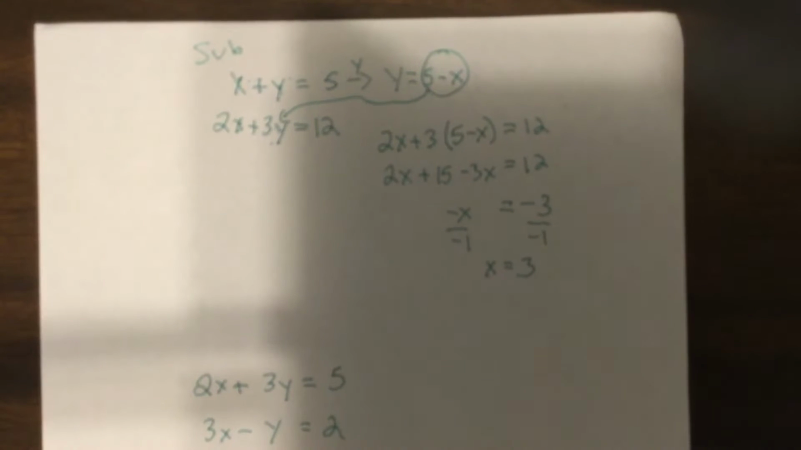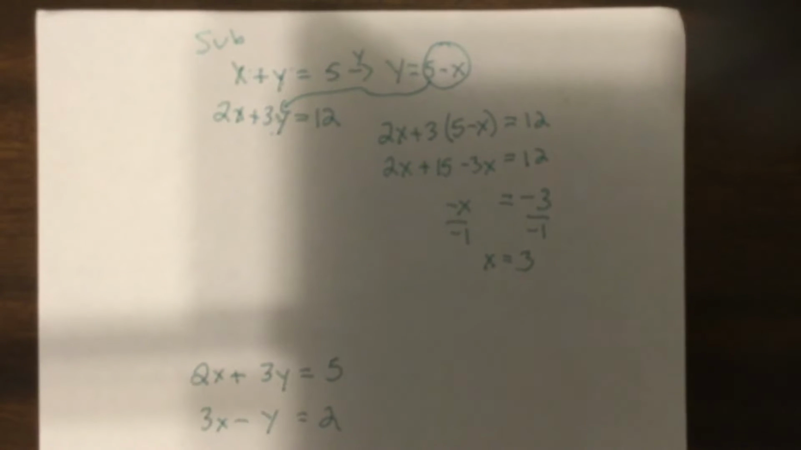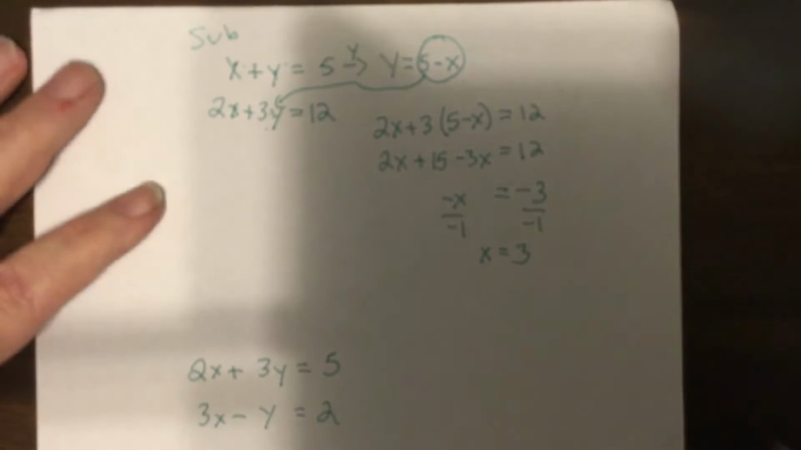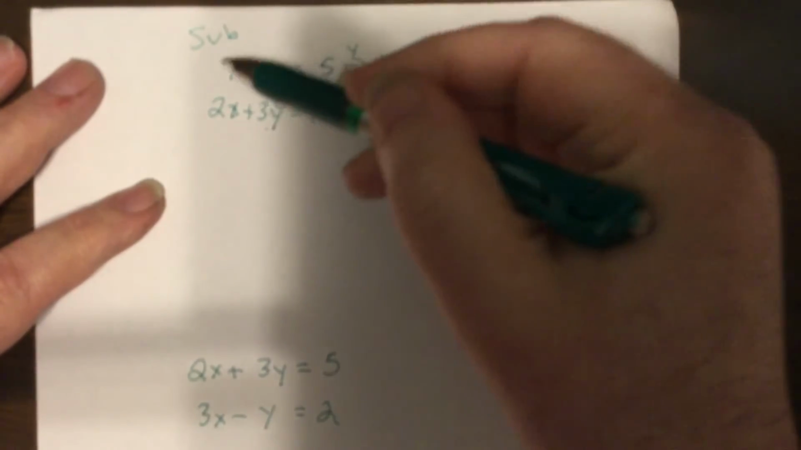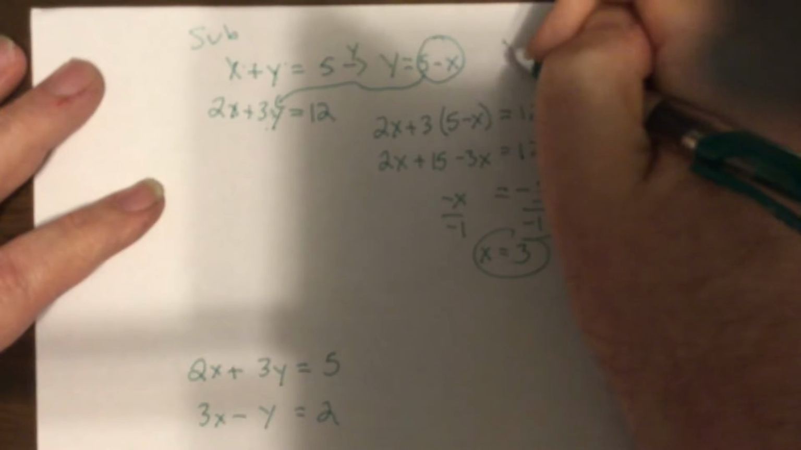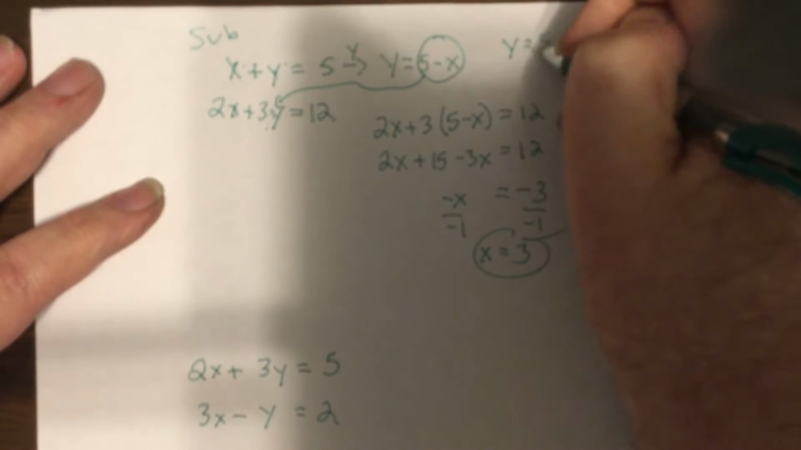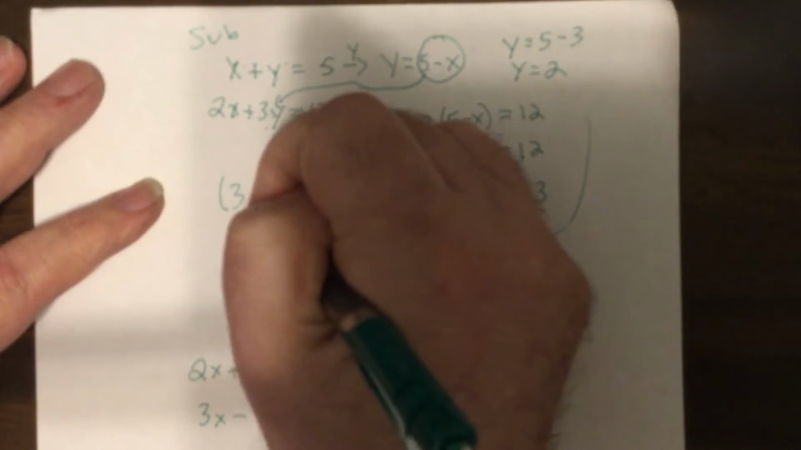But I'm not done, because I also need to know what y is. And boy, that is a horrible picture. Wonder what's wrong. So I'm going to put this back into one of the three equations. This one, or this one. For x. So I'd have y equals 5 minus 3, so y equals 2. So it'd be (3, 2).